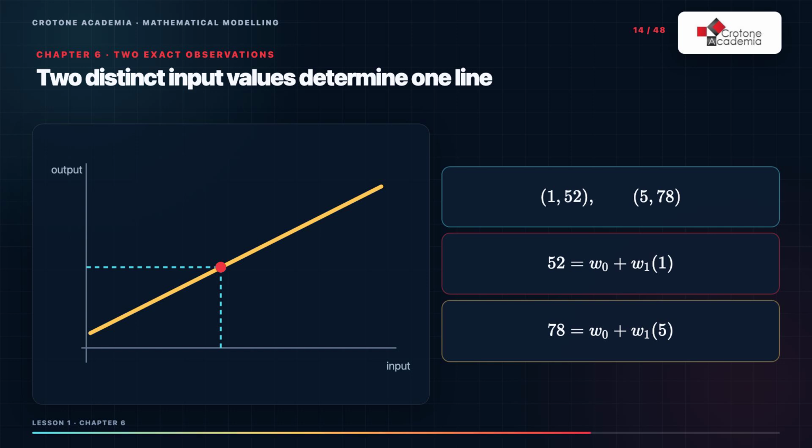Geometrically, forcing a line through the first point leaves many slopes possible. Requiring it to pass through the second point removes that freedom, leaving one line.